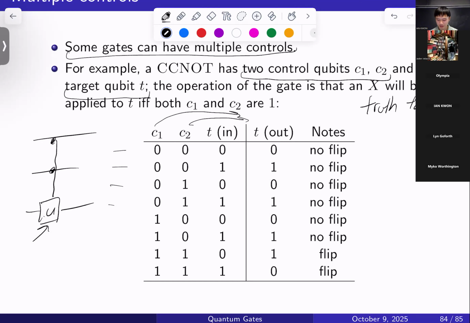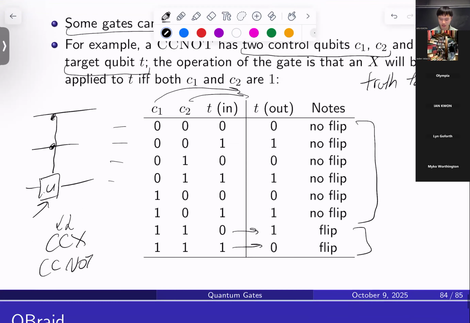And we see that in all of these cases, when the first two are not both one, we don't do anything to the target. But in the second case, when both of them are one, we flip the target. So we have the 0 to 1 and 1 to 0. And so this is notated as CCX or CC naught, where the two C's refer to the two control bits, right? And one other name is that this is the Toffoli gate.